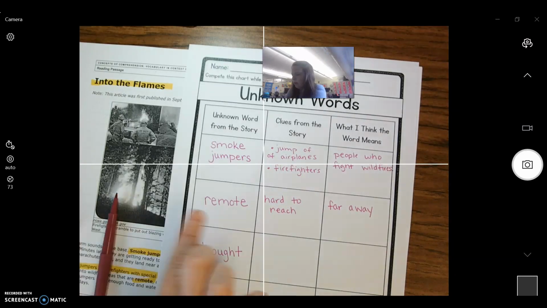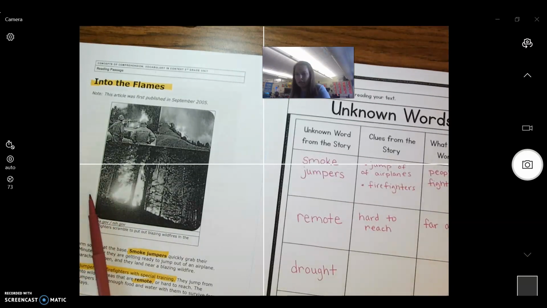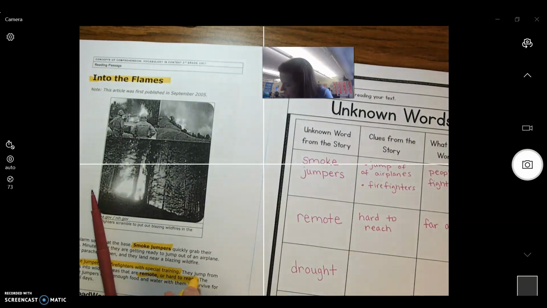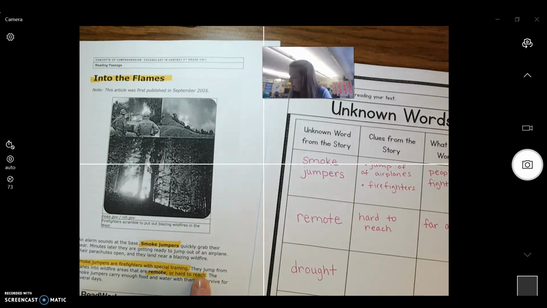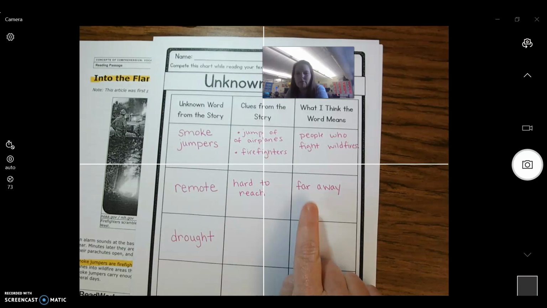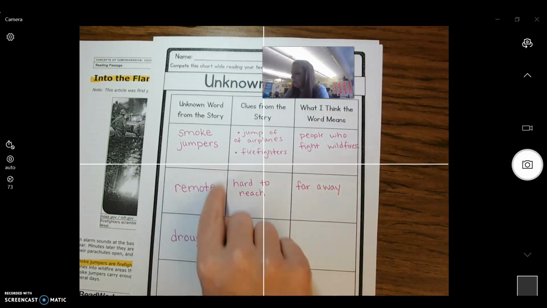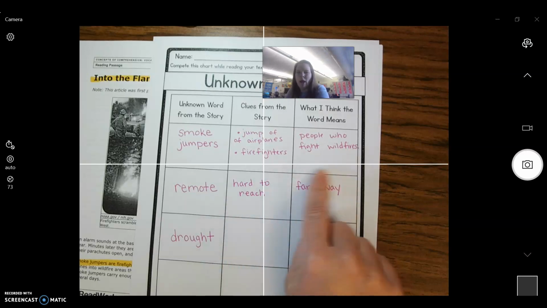Okay, what do you think the word remote means? Well, Miss Esther said the clue was that the story told us that it was hard to reach. It says, they jump from planes into wildfire areas that are remote or hard to reach. So for me, my clue was something that's hard to reach might mean that it is far away. It's not easy to get to. They have to jump out of an airplane to get there. So remote is something that's hard to reach, which means it is far away.